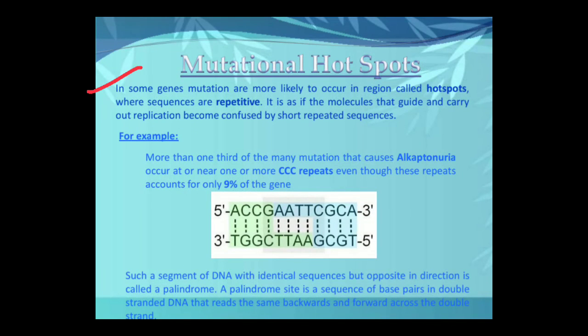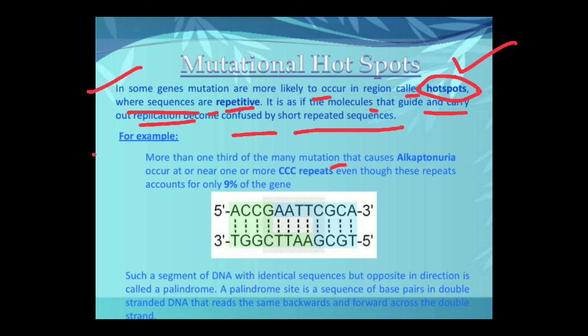Mutational hot spots. In some genes, mutations are more likely to occur in regions called hot spots, where sequences are repetitive. You know the meaning of hot spots, where the probability is more. Where the sequences are repetitive, it is as if the molecules that guide and carry out the replication become confused by short repeated sequences. This is the region prone to mutation. For example, more than one-third of the mutations that cause alkaptonuria occur at or near CCC repeats, even though these repeats account for only 9% of the gene.